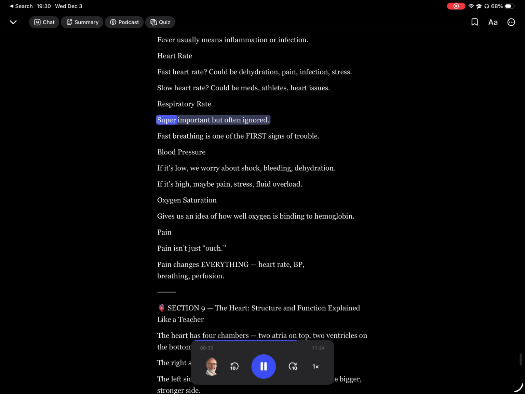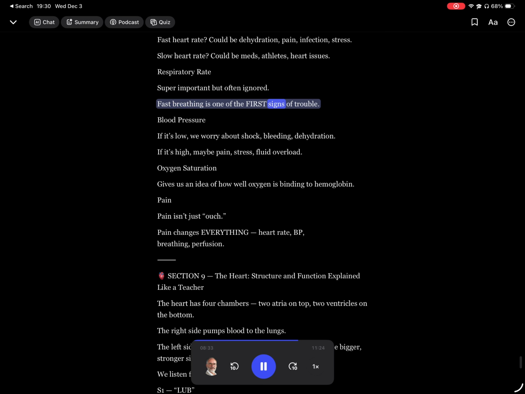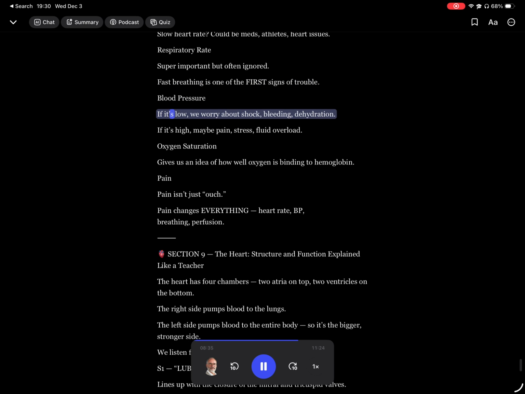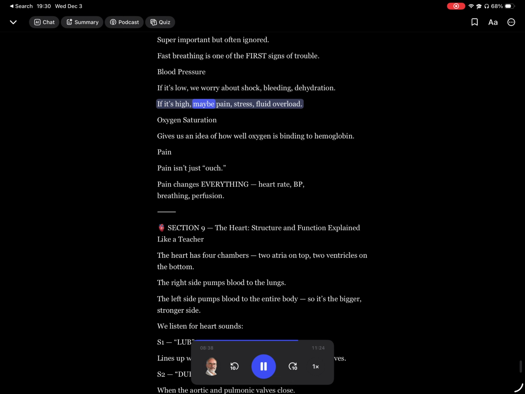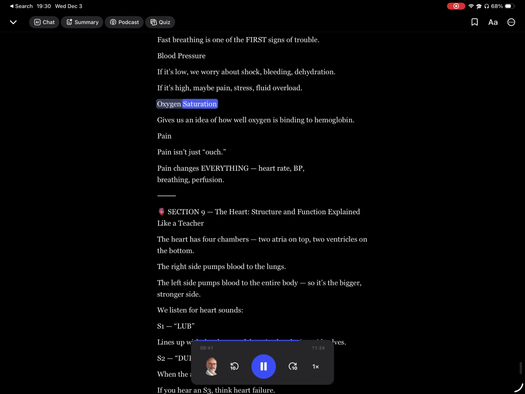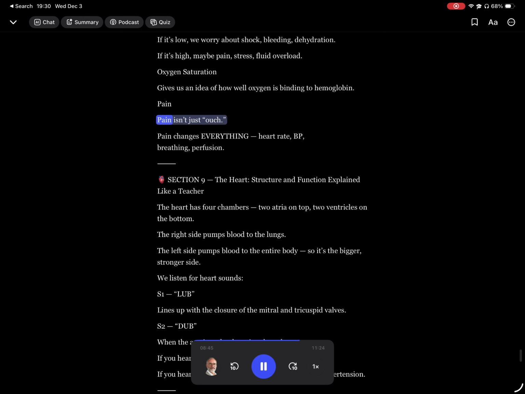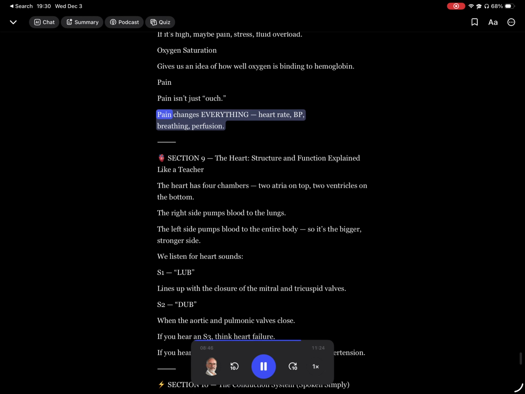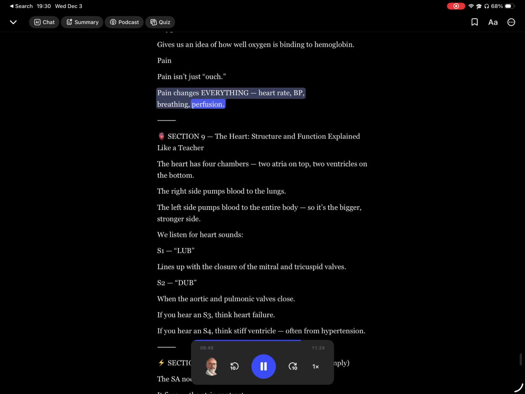Respiratory rate. Super important but often ignored. Fast breathing is one of the first signs of trouble. Blood pressure. If it's low, we worry about shock, bleeding, dehydration. If it's high, maybe pain, stress, fluid overload. Oxygen saturation gives us an idea of how well oxygen is binding to hemoglobin. Pain. Pain isn't just ouch. Pain changes everything: heart rate, BP, breathing, perfusion.